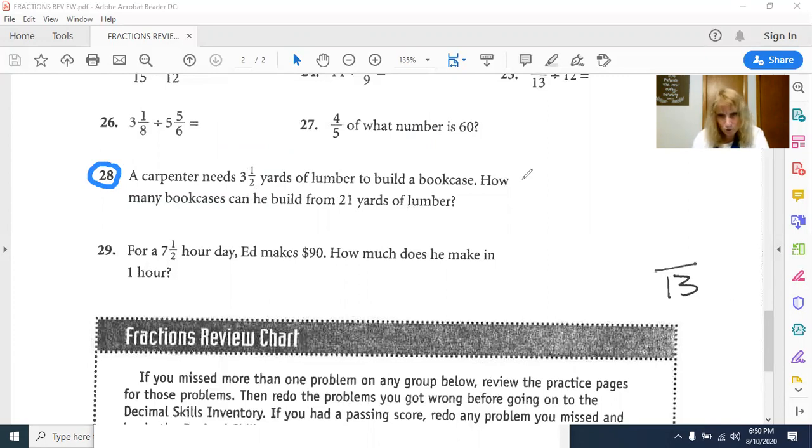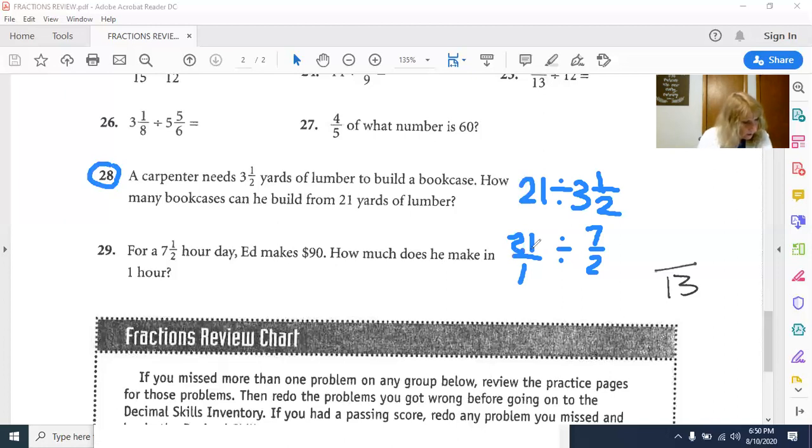So he has 21 yards of lumber and he can make bookcases if he uses 3.5 yards of lumber for every bookcase. So this is your setup. And then you're going to have to change this mixed number to 7 over 2, right? Dividing, and then 21, we're going to just put that over 1. And now apply your keep, change, flip. Make sure you only flip the second fraction.